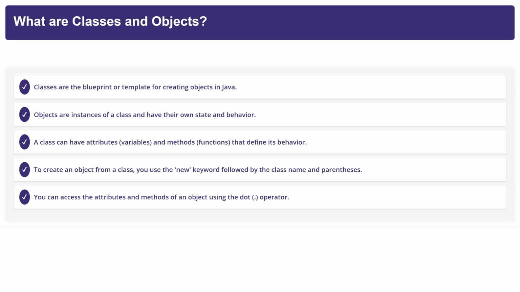In Java, classes serve as blueprints for creating objects. Objects are unique instances of a class, each with their own state and behavior. The class defines the attributes and methods that an object can have. To create an object, we use the new keyword followed by the class name and parentheses. We can then access the object's attributes and methods using the dot operator.